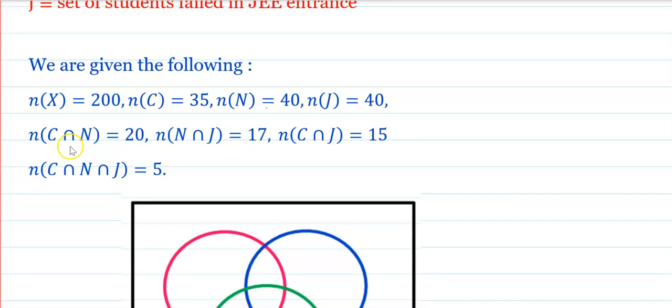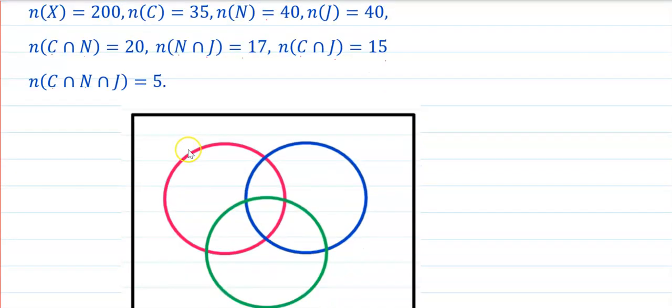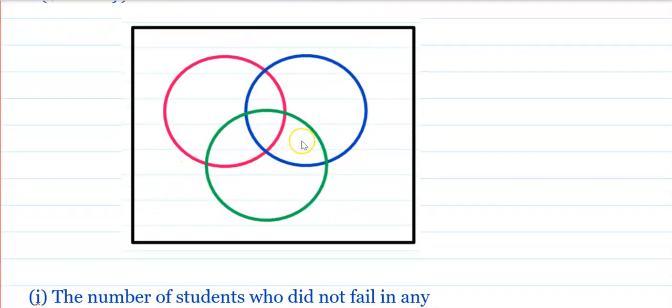The number of students who failed in CET as well as NEET is 20. The number of students who failed in NEET and JEE is 17, and the number of students who failed in CET and JEE is 15. And in all examinations, that is CET, NEET and JEE, 5 failed. Now this is the Venn diagram.